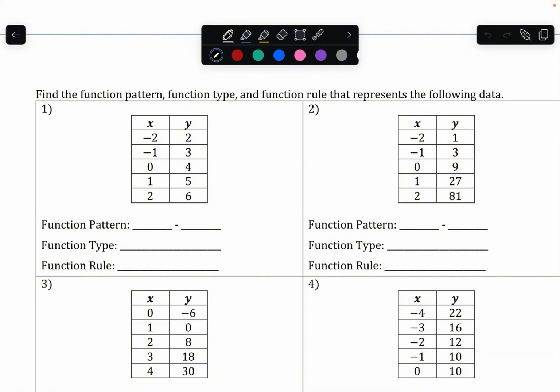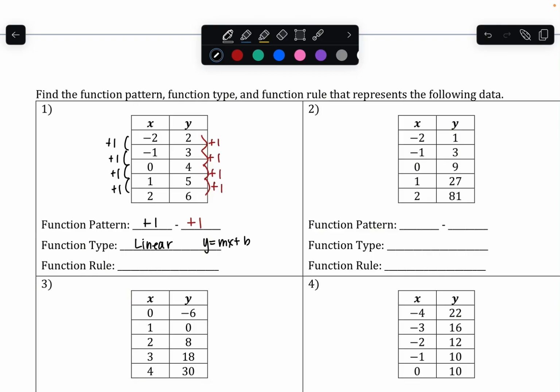And so looking at number 1, I can see that my x's are going up by 1s each time, which means it makes sense to look for a pattern in the y's. And so the y's, you'll notice, are also going up by 1. And so that means this is a linear function. We're adding, so it's arithmetic, which means linear function. And so for linear functions, we're looking for mx plus b.